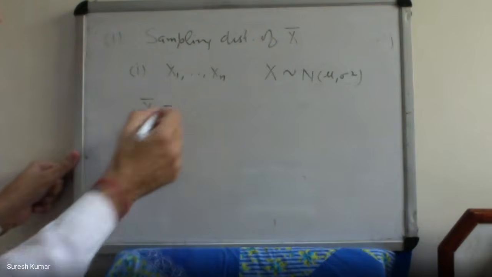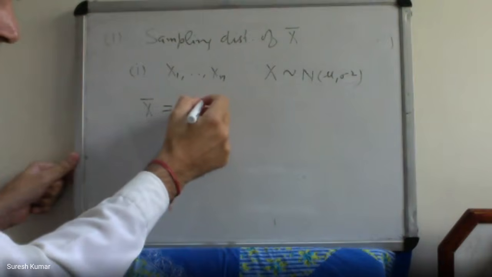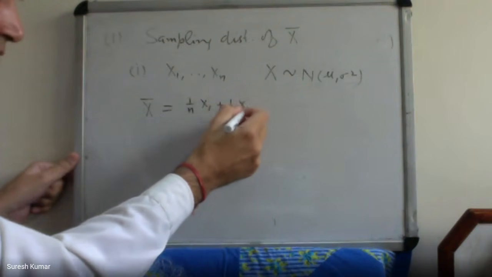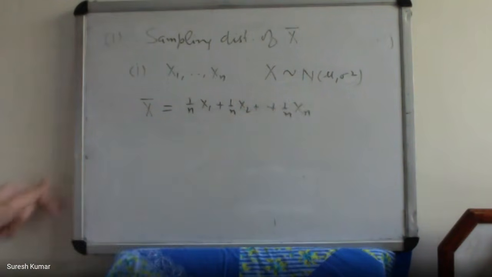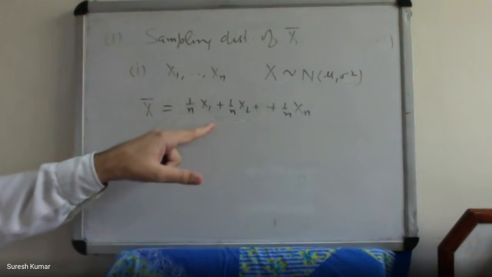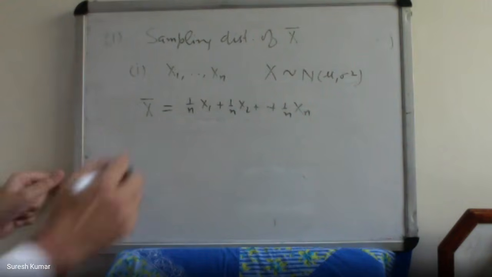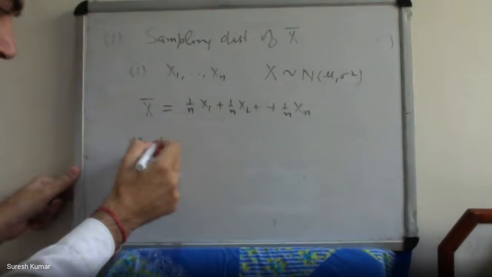What is X bar from it? By definition, 1 by n X1, plus 1 by n X2, and so on, plus 1 by n Xn. We can write X bar in this format. But now what is it? It's a linear combination of independent normal random variables. So we can use the previous result to write its moment generating function.